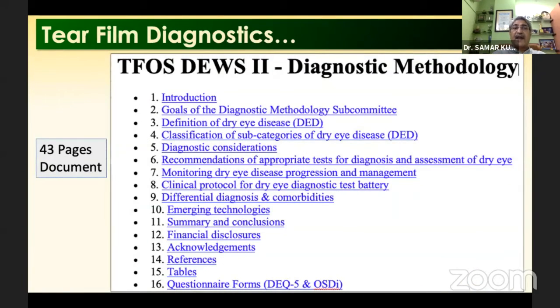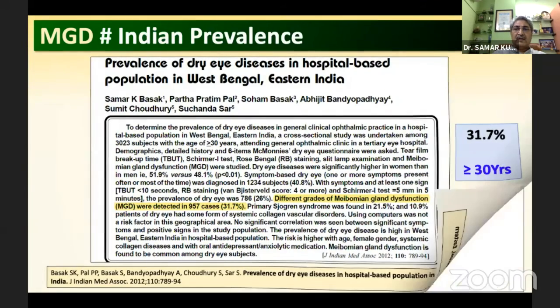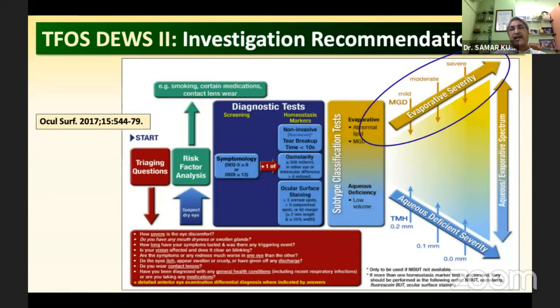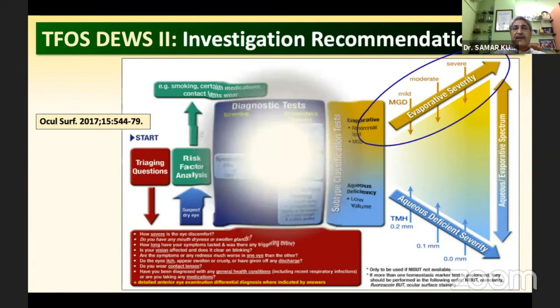So if you see the tear film diagnostics, there is a 43-page document in the DEWS II report. It is a freely open access document, so anybody can go through this. And there are so many variations, so many controversies in the diagnostic methodologies. In the investigation, there is an algorithm: you have certain questionnaires, then you go gradually and do certain tests, then you have to classify as evaporative dry eye or aqueous deficiency dry eye. And then you go to your treatment plan.